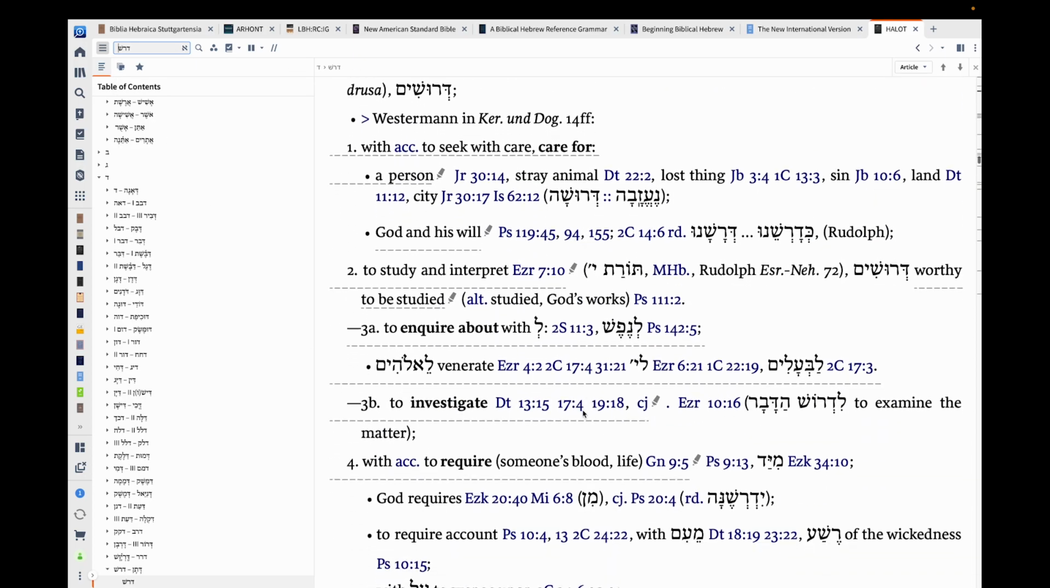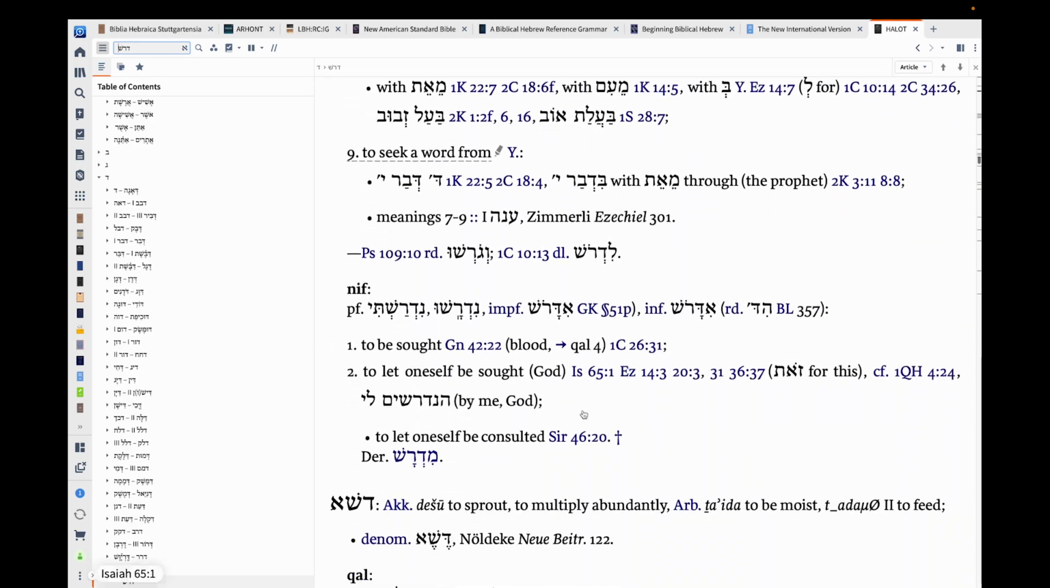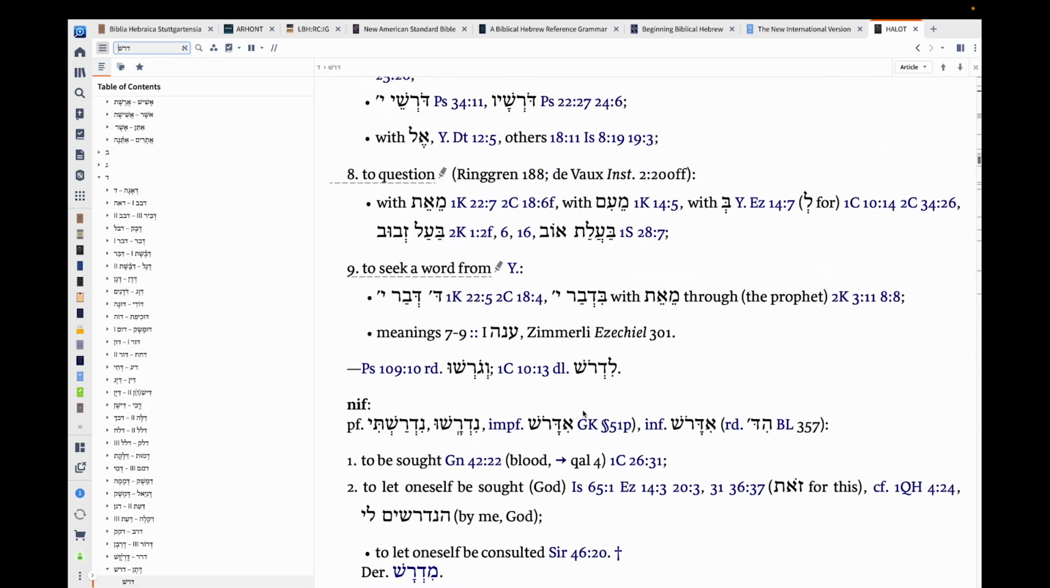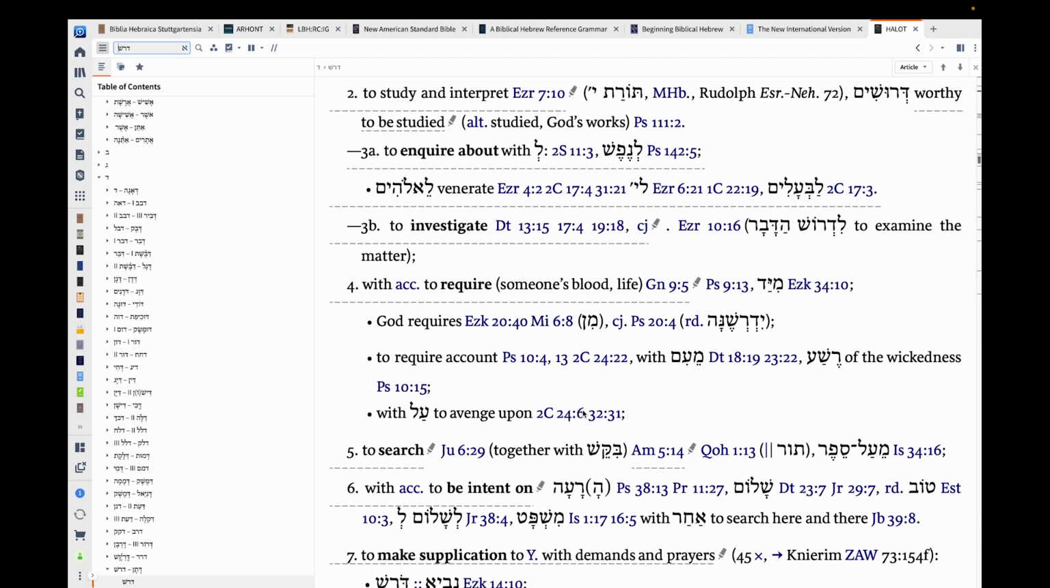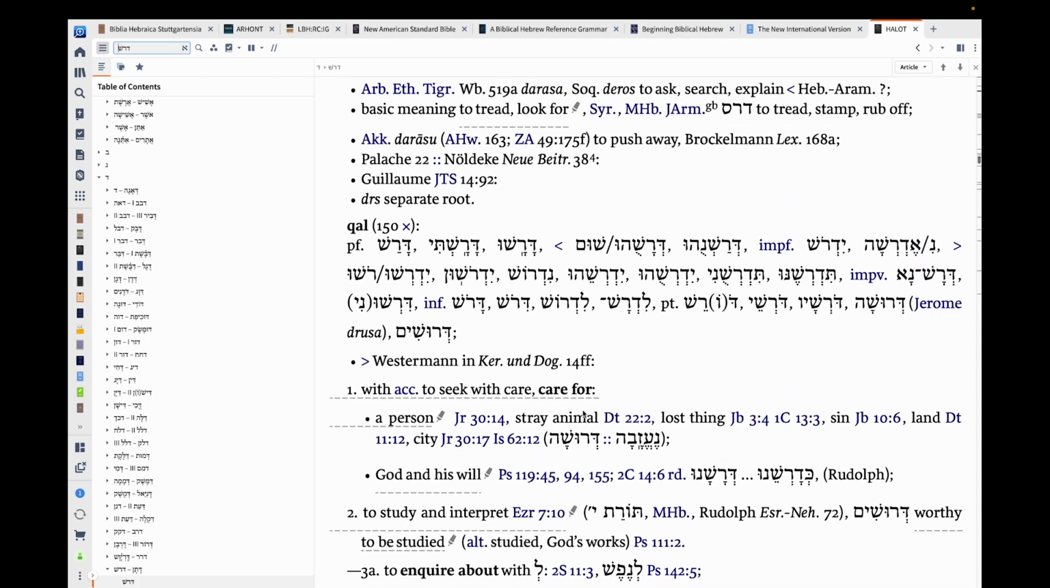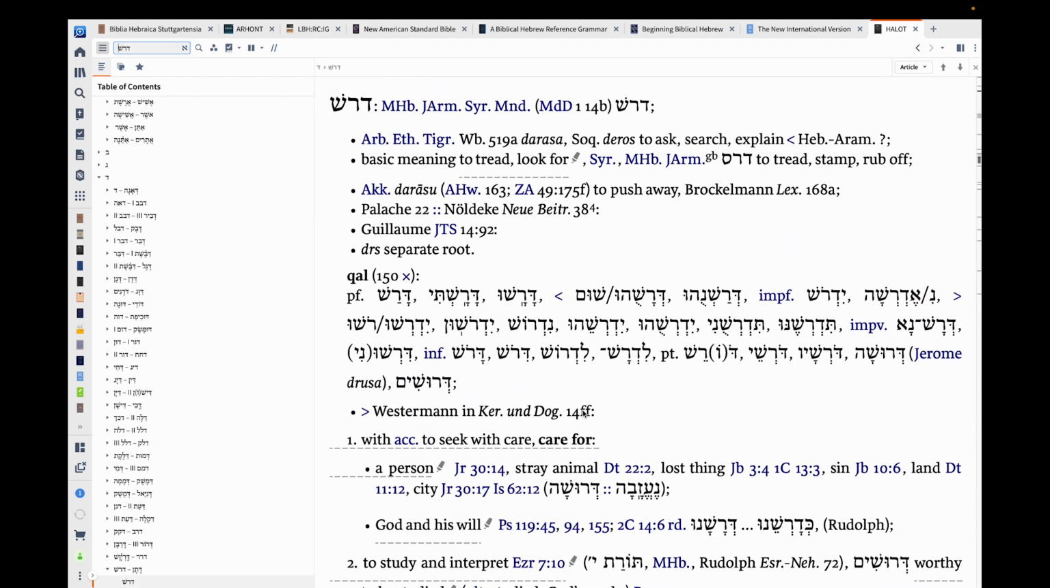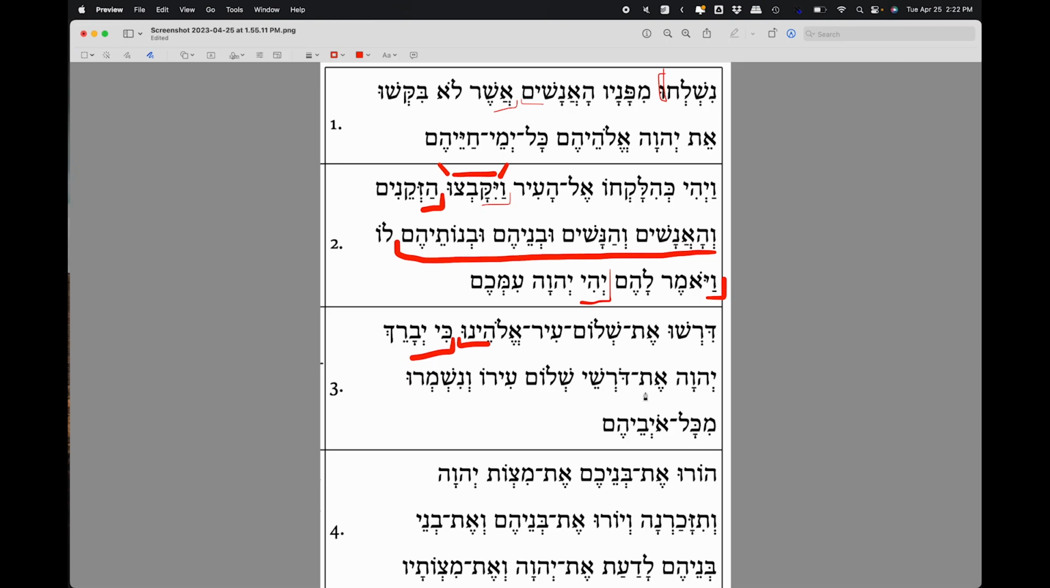Alright, so darash, these are all going to be Qal, Niphal. We don't have a Piel for darash. So that makes me think that it is this imperative idea, Qal imperative. So seek, someone is speaking to a group. Seek what? Seek the peace of the city of our God.